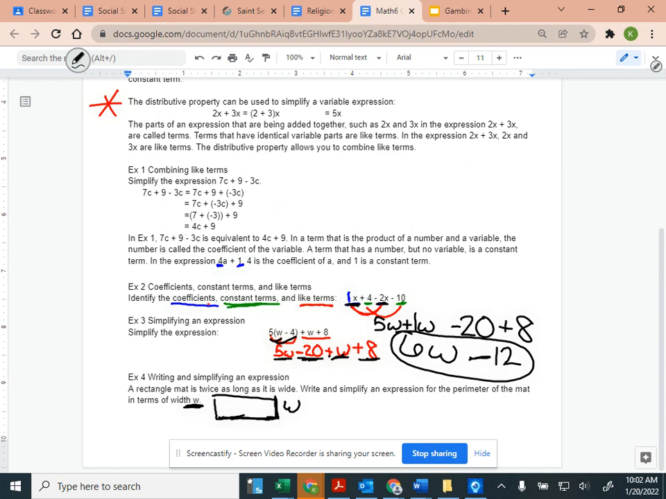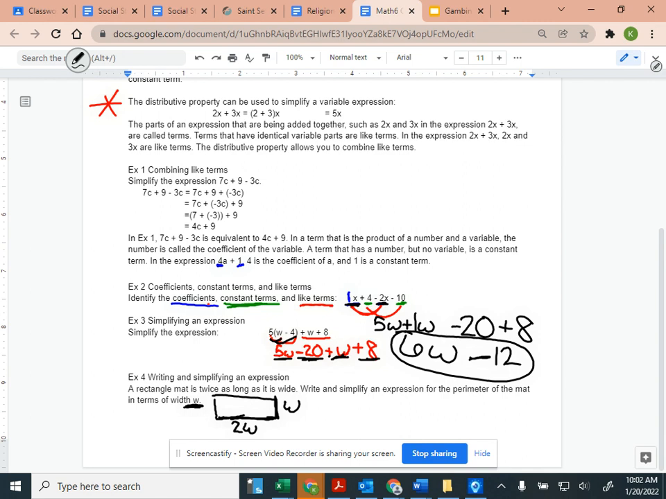Think about what we were doing yesterday. If it's twice as long, are we adding, subtracting, multiplying, or dividing? If you're doing twice, remember our terms yesterday, you're multiplying. Multiplying what number? Twice means how many? You're multiplying it by 2. What am I going to multiply by 2 if it's twice as long as it is wide? By the W.